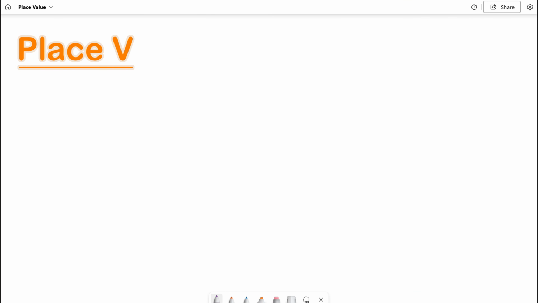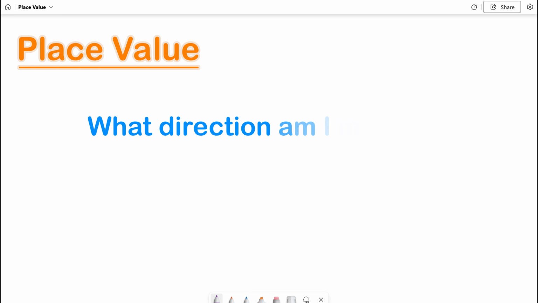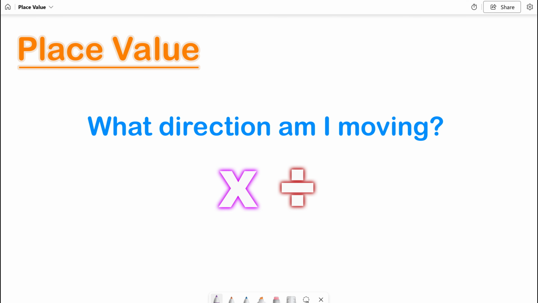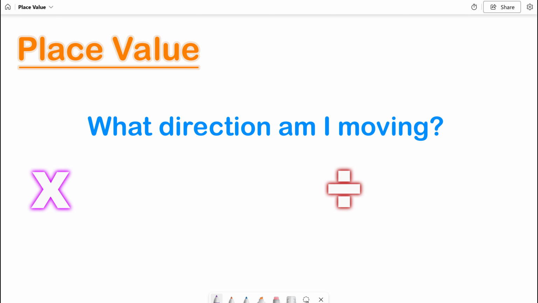Before we get into the examples of place value questions, we need to ask ourselves these few things. So the first question we're going to ask ourselves is, what direction are we moving? And this is defined by if it is a multiplication sign or a division sign. If it's a multiplication sign, we are going to be moving to the left. And if it is a division sign, we're going to be moving to the right. This will make a bit more sense when we do our example.